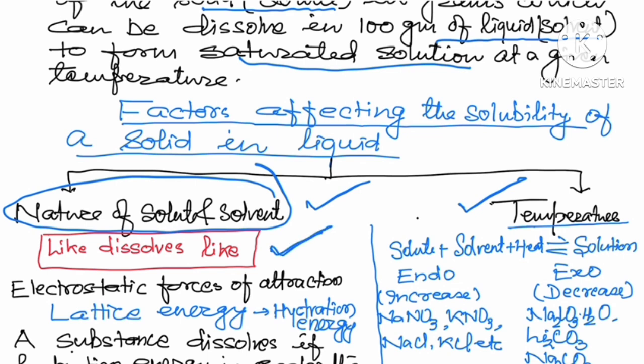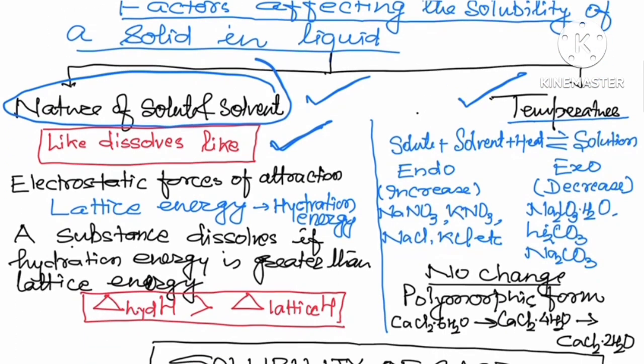These are the examples you see: sodium nitrate, potassium nitrate, NaCl, KCl. When you dissolve them, it is an endothermic reaction. But at the same time, sodium carbonate and lithium carbonate, when dissolved, is an exothermic reaction. So in the first case, solubility increases with the increase of temperature. Here the solubility decreases if we increase the temperature.